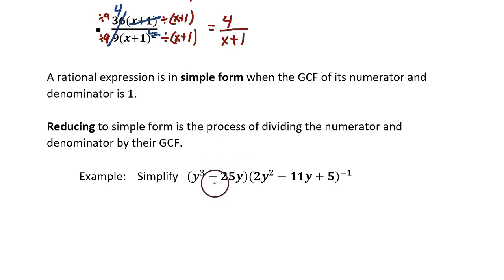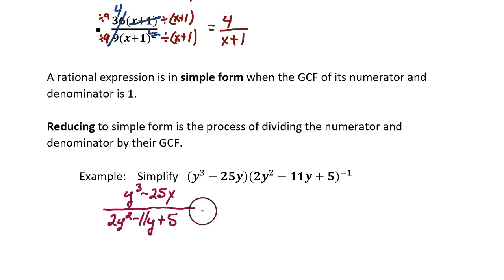Here's an example problem. We have this binomial and it's being multiplied by this trinomial with a negative exponent. Let's rewrite this to help us see the fraction. The negative 1 exponent can be written as a reciprocal. Now, to help us know what the GCF is, let's factor numerator and denominator. In the numerator, we get y times y squared minus 25.